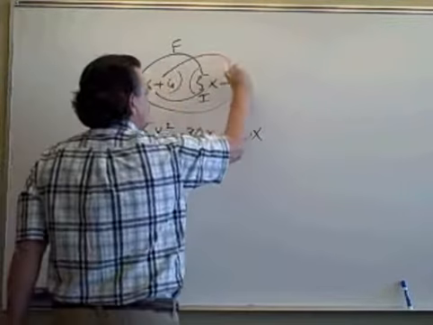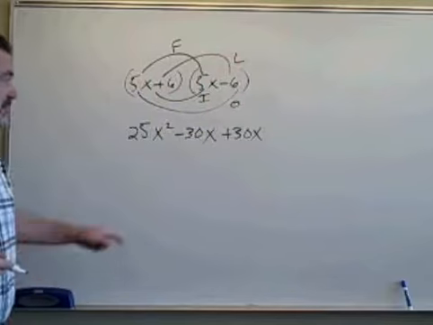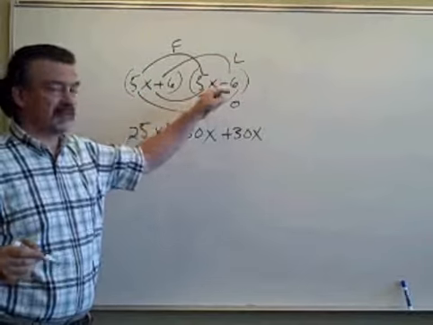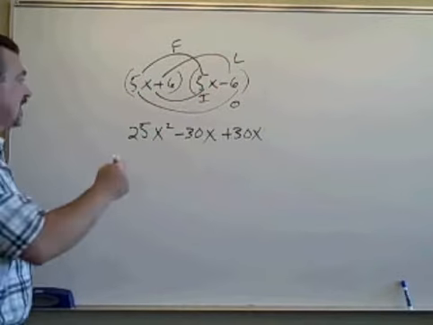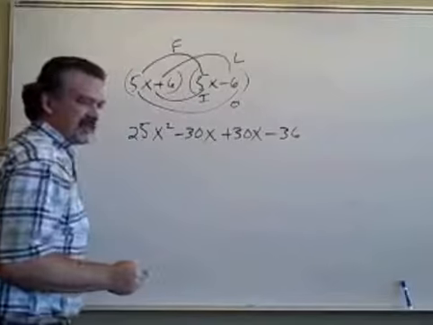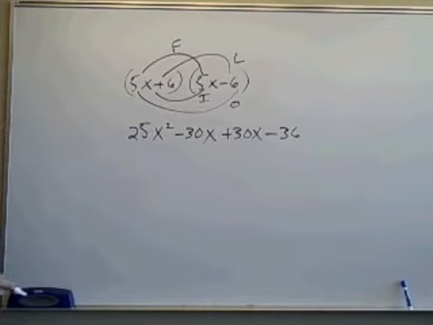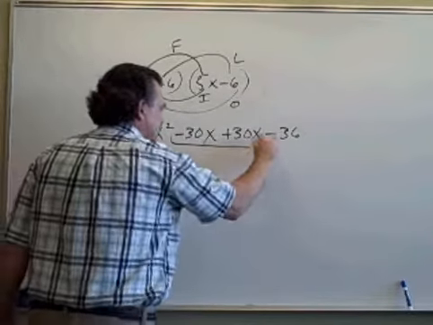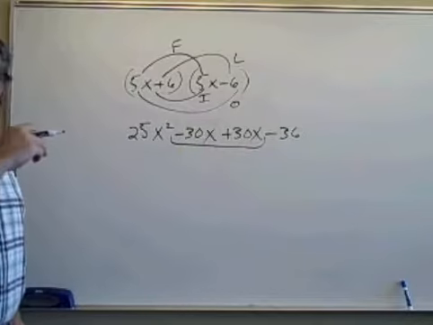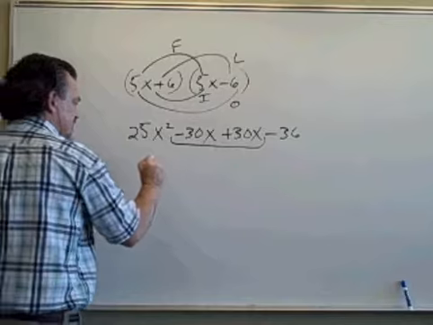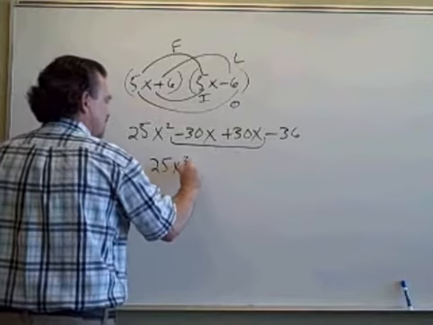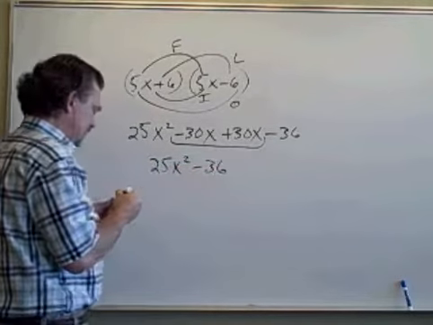And the L of FOIL says take the product of the last term in this binomial times the last term in that binomial. Plus 6 times minus 6, a plus times a minus is a minus. 6 times 6 is 36. And look again at what happens. Minus 30x plus 30x, that disappears into 0, just leaving us 25x squared minus 36.